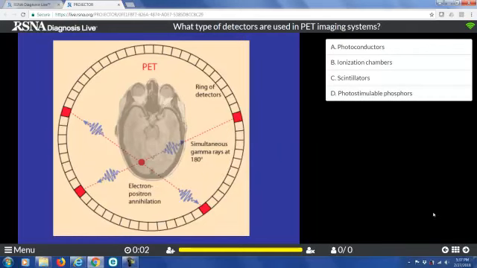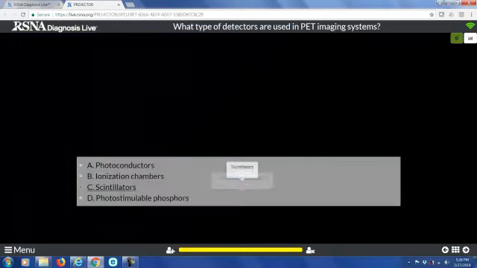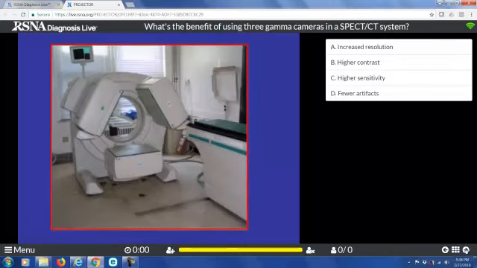What type of detectors are used in PET imaging systems? Photoconductors, ionization chambers, scintillators, or photostimulable phosphors. So these are the options that you have. They're the type of detectors. Pause your videos until you have the right answer, and of course the correct answer is scintillators. Things like bismuth germanate, BGO, is a scintillator, and all the other detectors are also scintillators. In a PET detector, we wouldn't use photoconductors, ionization chambers, or photostimulable phosphors.